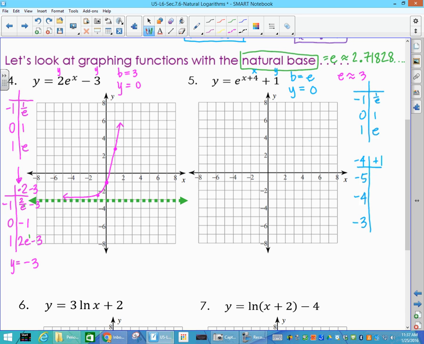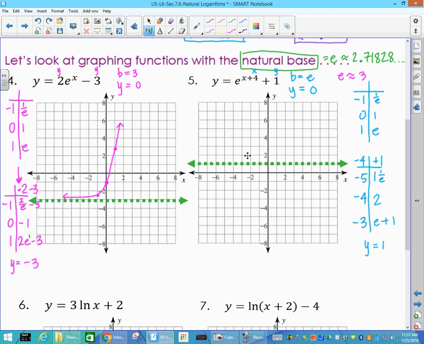Okay, and then I have, what am I doing? I'm adding 1. So this is 1 plus 1 over e, 1 plus 1, and e plus 1. Okay, asymptote, y equals 1, because I do the same thing. So I'm going to go plot my asymptote, y equals 1.